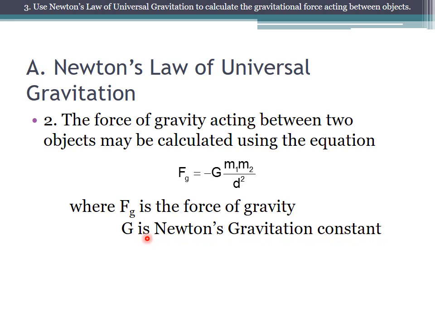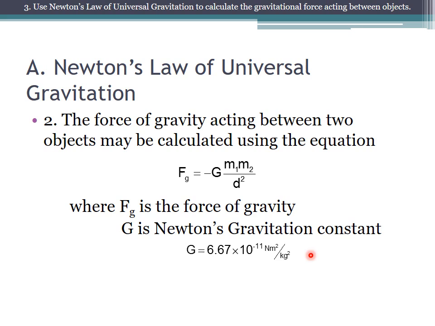Capital G is a constant. It's called Newton's gravitation constant or Newton's gravitational constant. And there is a value for it. And here is the value for Newton's gravitational constant. This is not a number that you need to remember. You will always be given this on any sort of assessment. So again, you don't need to memorize it. But do go ahead and take a look at it here.